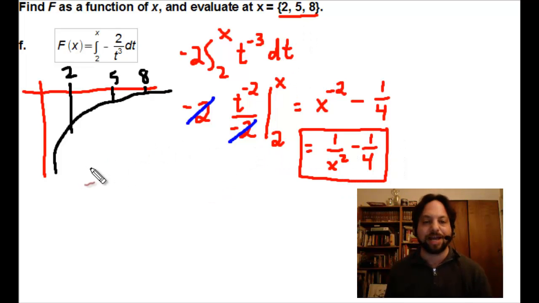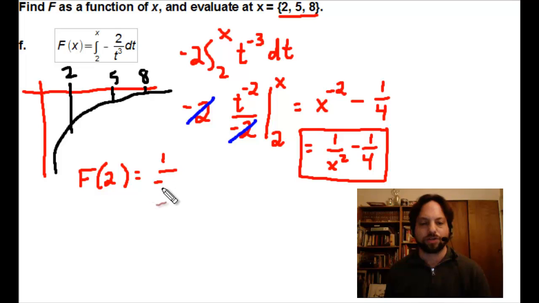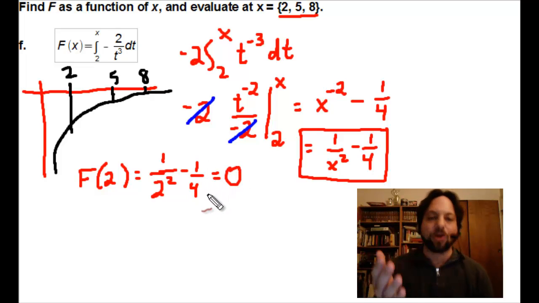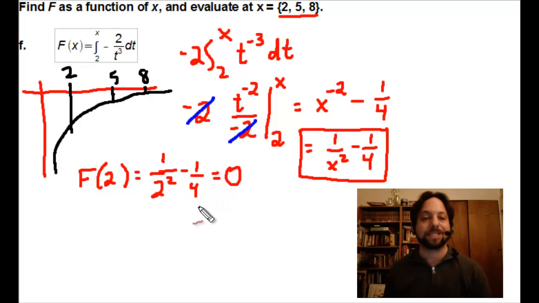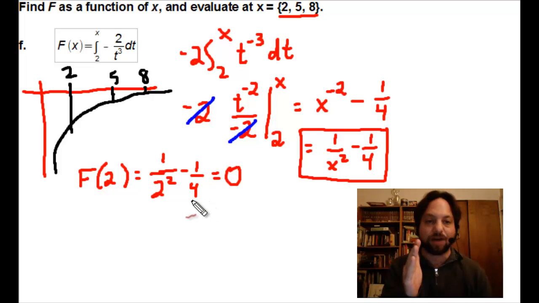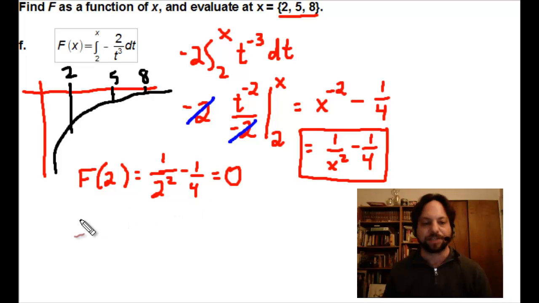So let's go ahead and try that out. Let's see, capital F of 2 is simply going to be 1 over 2 squared minus 1/4. And that, of course, will give me 0. Now that only makes sense. If you remember our basic properties of integrals, when we integrate from a value to itself, we do get 0. So that makes perfect sense.